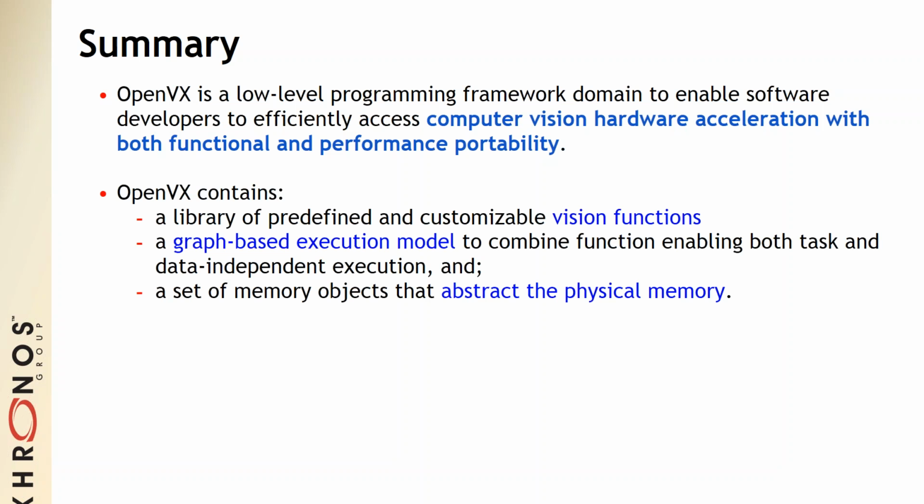And second, a graph-based execution model, which enables kernel fusion, data flow, and scheduling optimizations that Kari has alluded to in his presentation. And third, opaque data objects. This is very essential for functional portability. One has to use specific APIs to access the physical memory only when needed.